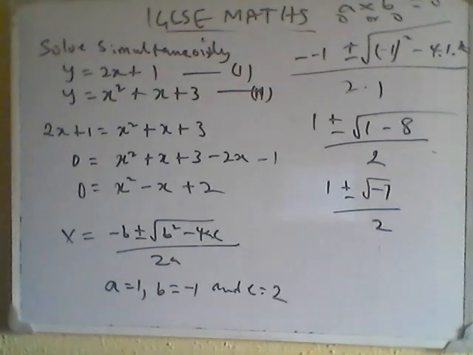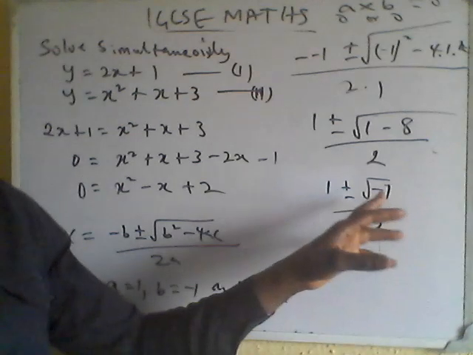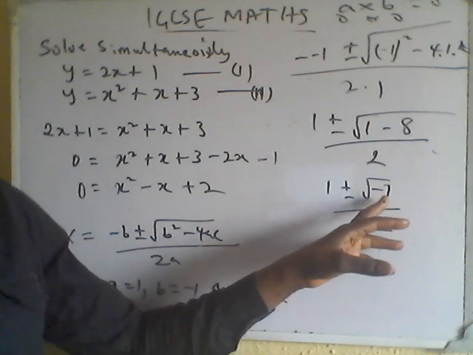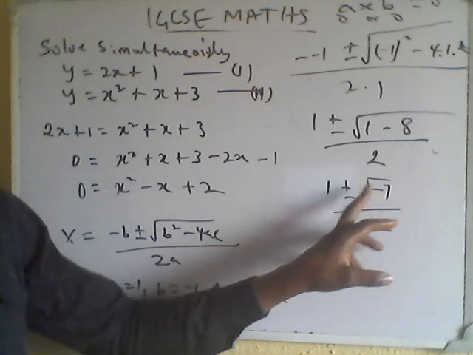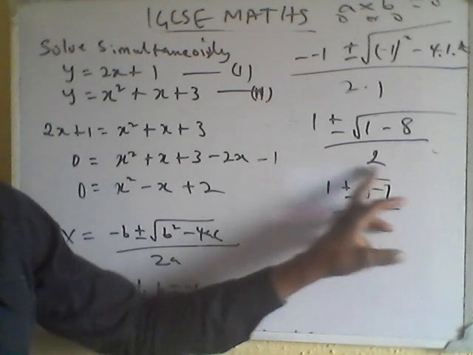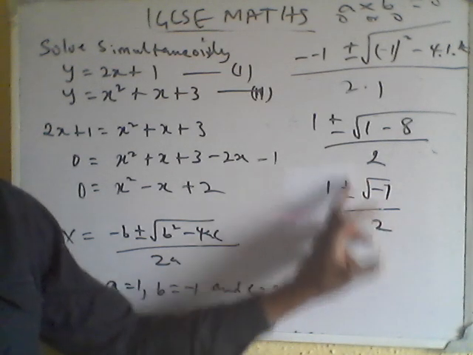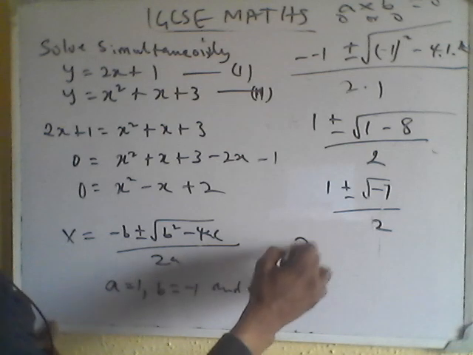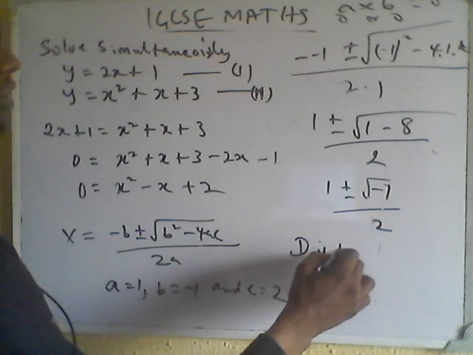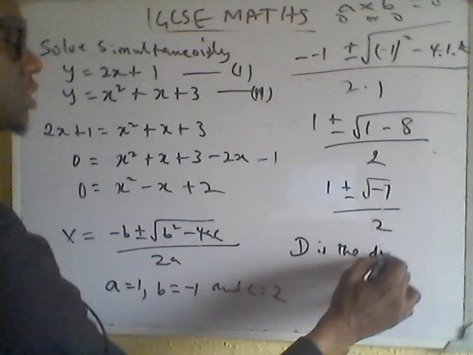So we are stuck here. Now we cannot continue further, right? This is what they call the discriminant. If I get a minus value here, it means I'm not going to be getting a real root. D is the discriminant.